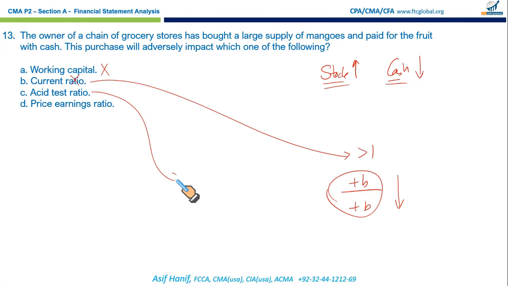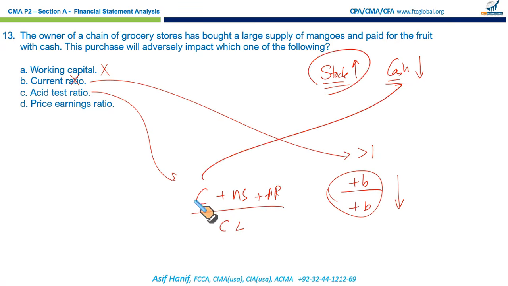Acid test ratio. The acid test ratio has cash, marketable securities, and accounts receivable over current liabilities. Since we have used cash to buy stock, cash has reduced, and there is no further change because the increase in inventory is a part of the current ratio. So overall your numerator falls and that makes the whole ratio fall, and that's the problem here.